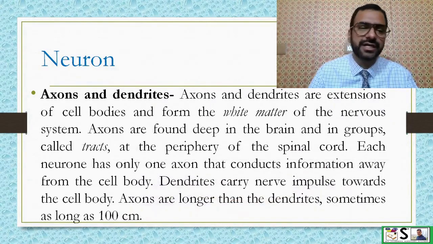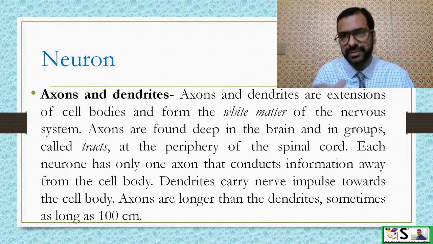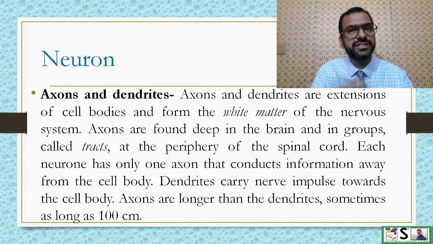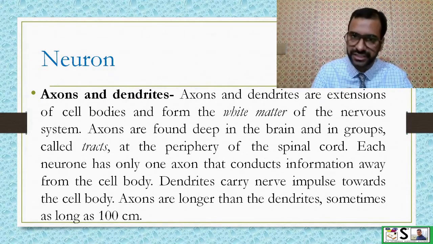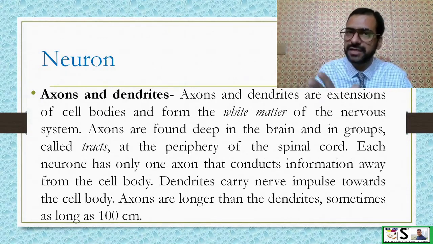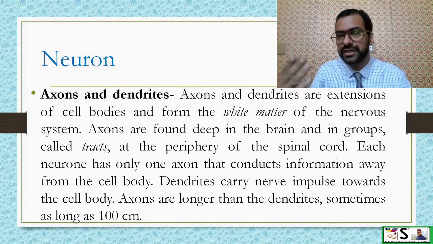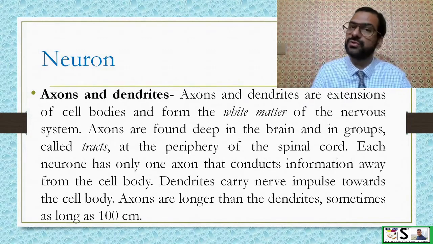Axons and dendrites are extensions of the cell body and form the white matter of the nervous system. What is grey matter and white matter? These will be discussed in the next lecture in detail. You should keep in mind that the cell body forms grey matter and the axons and dendrites form white matter.